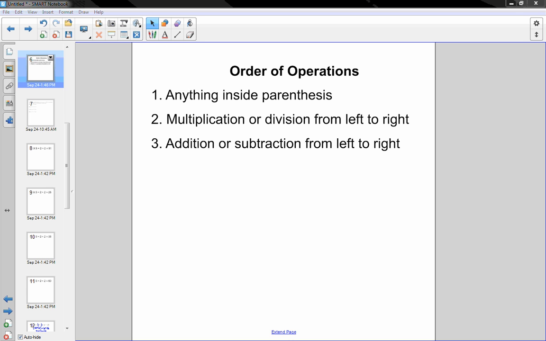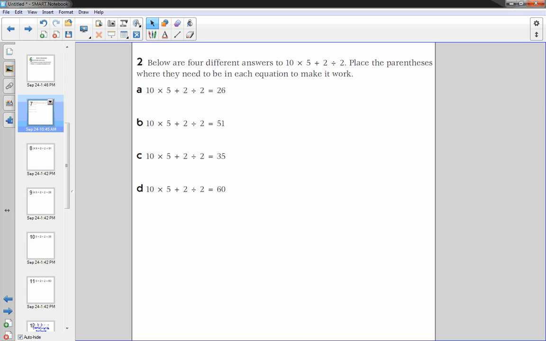In class, together, we worked on a worksheet with these 4 problems on them. So I'm going to go over this first. If you notice, the problems all look the same, they don't have the parentheses in them yet, and you'll notice all the answers are different. So just putting the parentheses in a particular place changes the value of your answer.